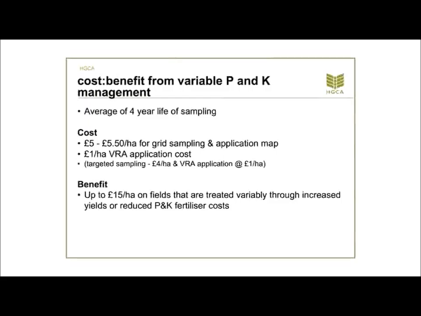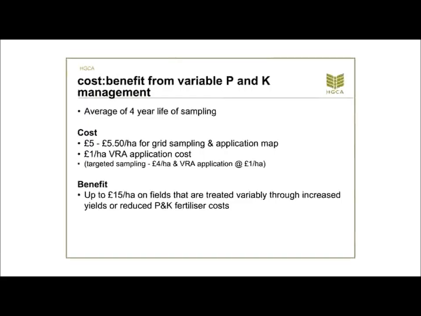So we spread the costs over 4 years, and they would end up being between £5 and £5.50 a hectare for a grid sampling approach, based on one sample per hectare. Each sample will be made of 16 sub-samples. So for the grid sampling and the application map, £5 to £5.50 a hectare. And then there's a range of kit available out there, but you're looking at about £1 a hectare to get set up for your variable rate application kit, depending on what your current circumstances are. You may take a less intensive approach if you've got information which can target sampling, which might slightly reduce your sampling costs. Well, those are the costs you're looking at.